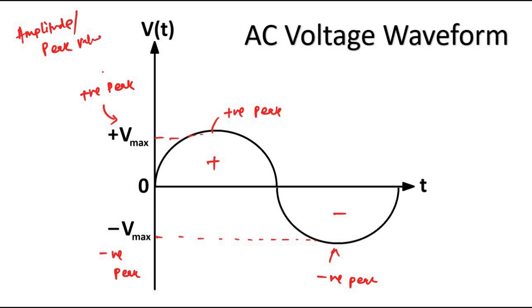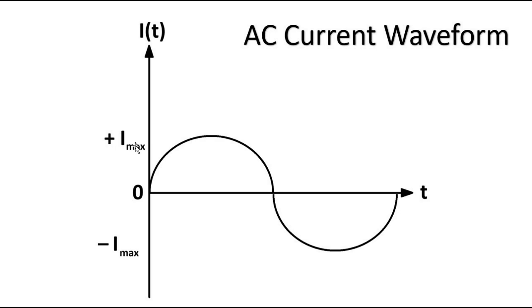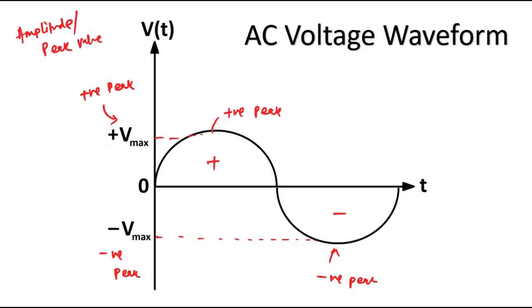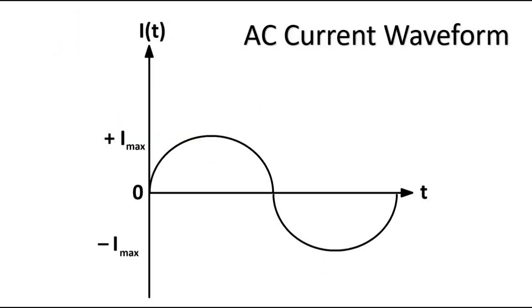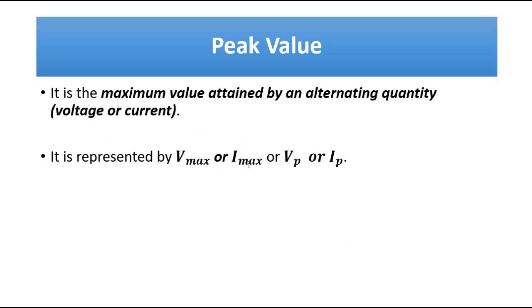So this is one value. Similarly for current also, Imax is the peak value or the amplitude. So this is for voltage, this is for current. Here I have expressed Vmax or Imax, Vp or Ip. It can also be represented as Vmax, Imax or Vp, Ip.